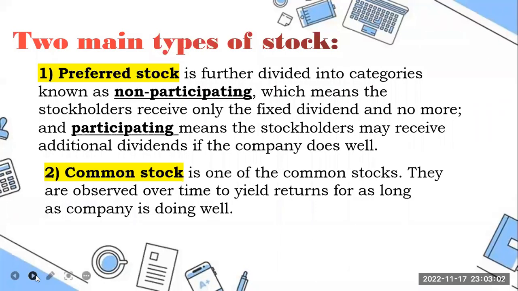Second type of stock is common stock. This is one of the most common stocks. They are observed over time to yield returns for as long as the company is doing well.